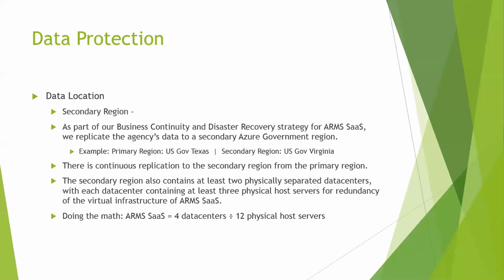There's continuous replication between the primary and the secondary region. The secondary region has the same server count and data center count, as we mentioned. So doing the math here with a simple equation, ARMS SaaS equals, at a minimum, 4 data centers and 12 physical host servers.